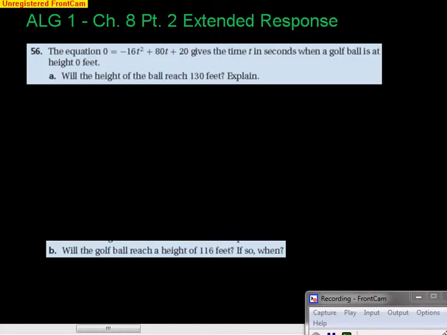Alright, so this is for Algebra 1. This is your extended response example for Chapter 8, Part 2. So we're going to go through this problem. It's 3 parts. Again, I would suggest you try each one by yourself and then press play and see me do it for you.